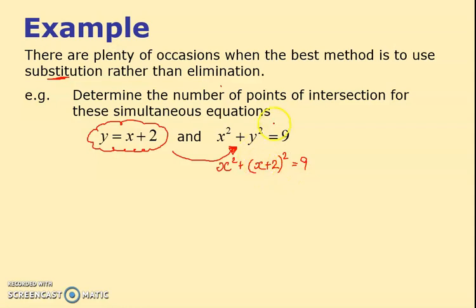So it wants me to work out the number of points of intersection. It doesn't mean solve it. It means determine how many solutions you'll get. And to do that, we use the discriminant. We use this discriminant, which is equal to b squared minus 4ac.